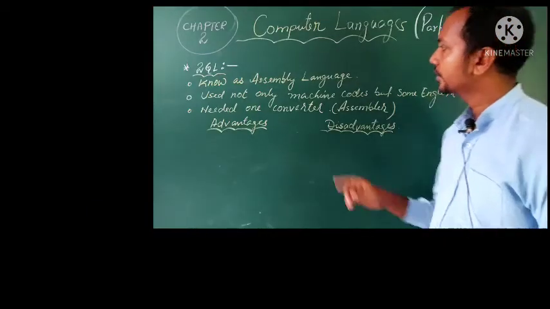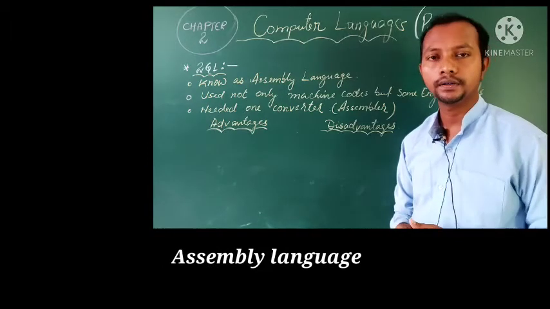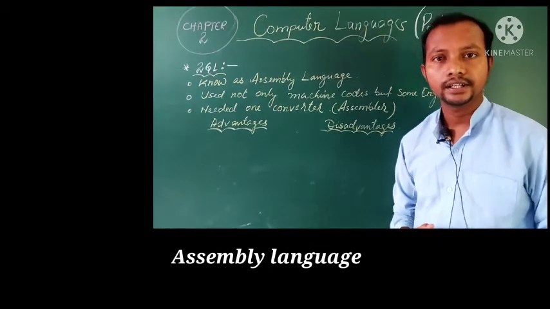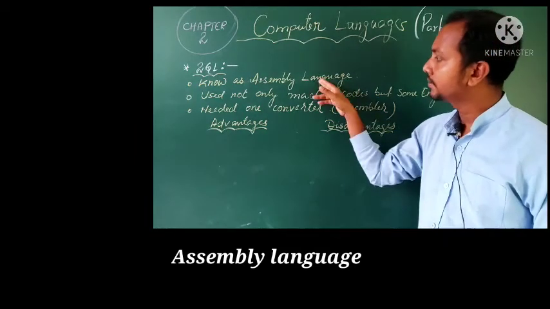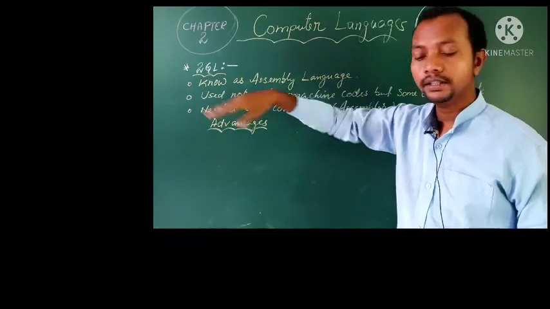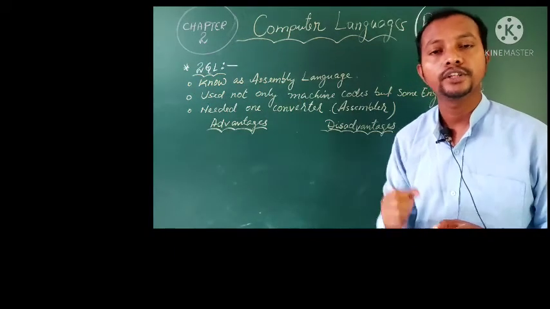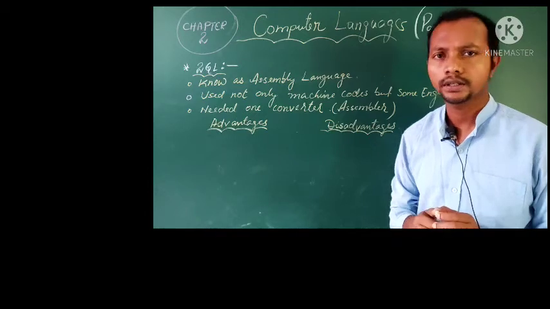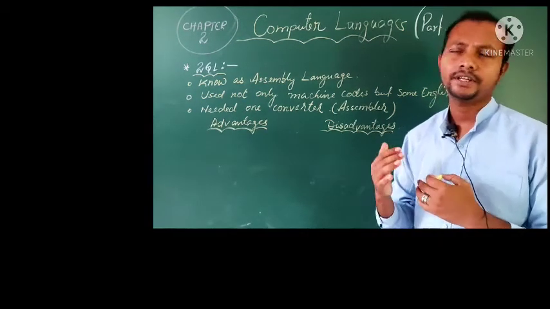Second generation language is also known as assembly language. Suppose somebody asks what the other name of second generation language is, you'll have to say assembly language. In the first generation language, we had seen it was using only machine codes, binary codes, and people were not finding it easy to use. People said, oh, it is very difficult.